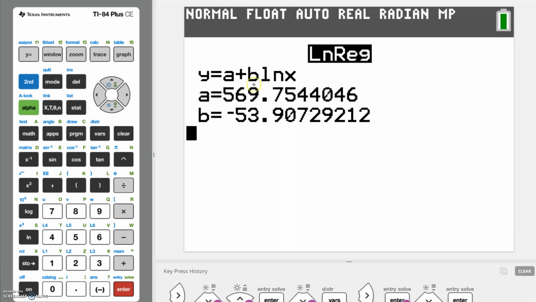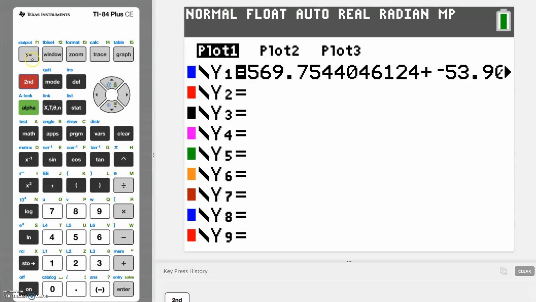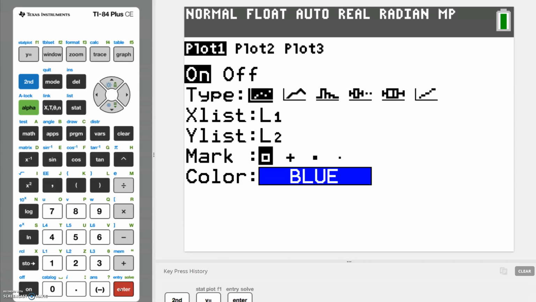Okay, so here's my equation. It's y equals a plus b times natural log of x. A is 569.75 and b is negative 53.9. If you go into your y equals, that should be now into your y equals. Make sure your plot is turned on. I've got my plot 1 turned on. List 1 and list 2 is where my data is located.